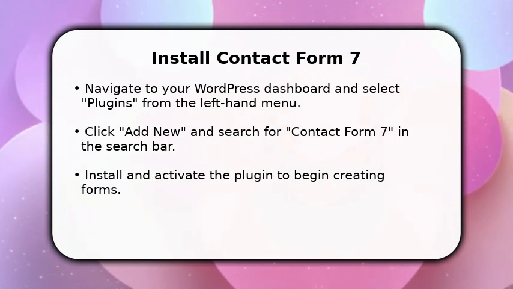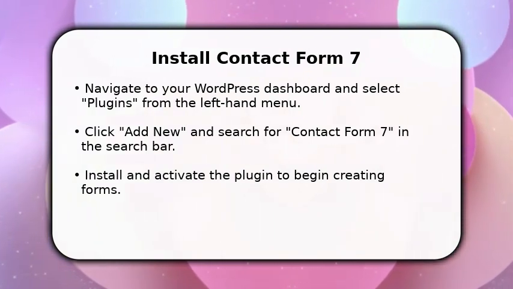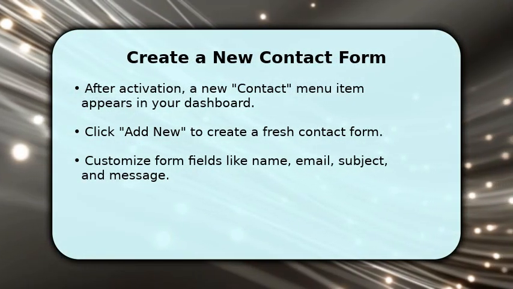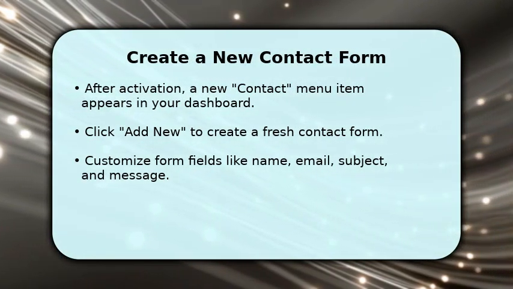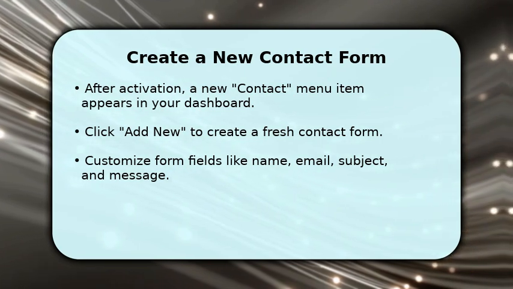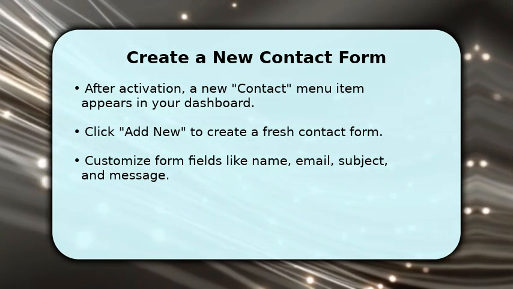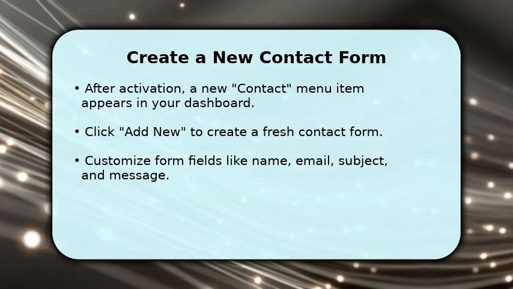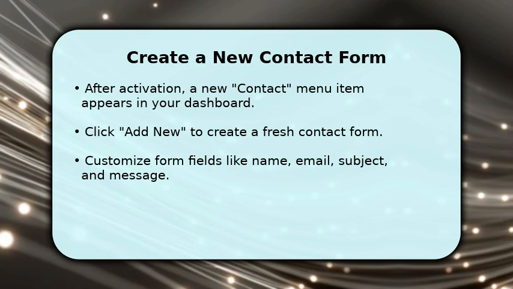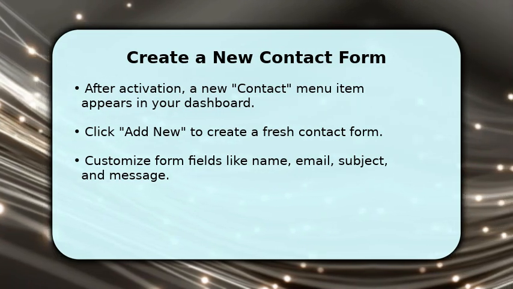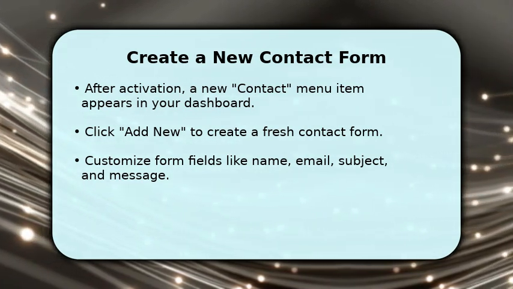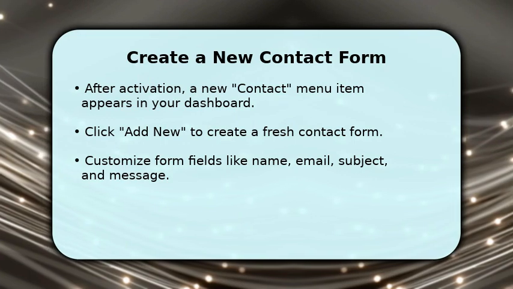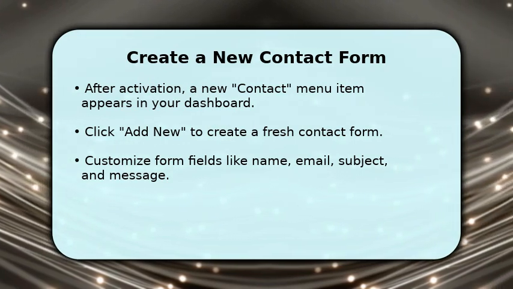This simple process takes just a few moments, setting the foundation for your new contact forms. Once Contact Form 7 is active, you will notice a new Contact menu item on your WordPress dashboard. Click on it and then select Add New to start building your very first form. You can easily customize the default fields, adding or removing elements like name, email address, subject line, and message area. This allows you to tailor the form to collect precisely the information you need from your visitors.